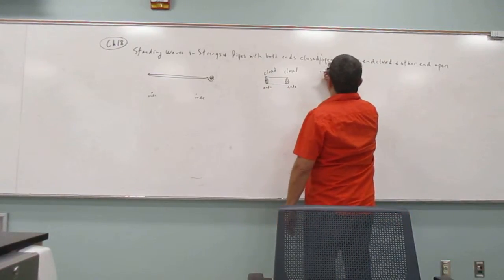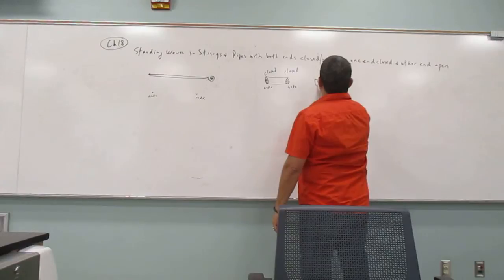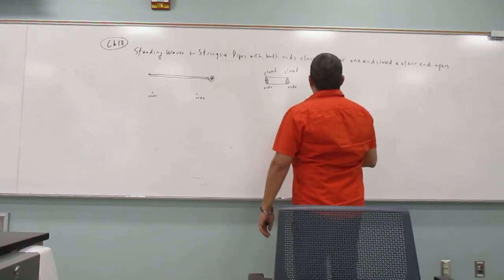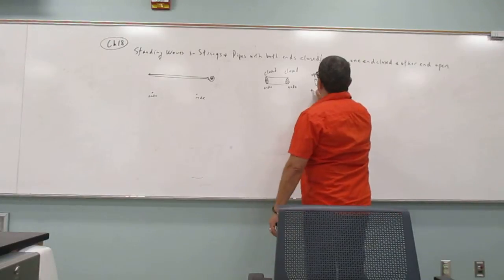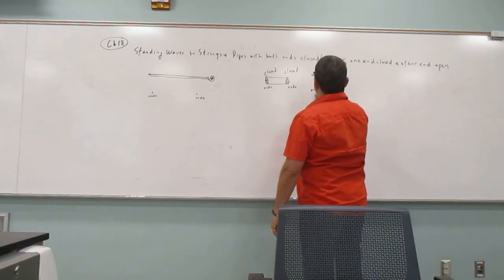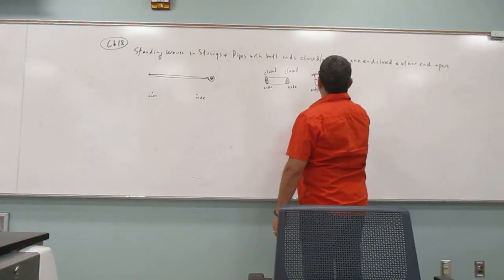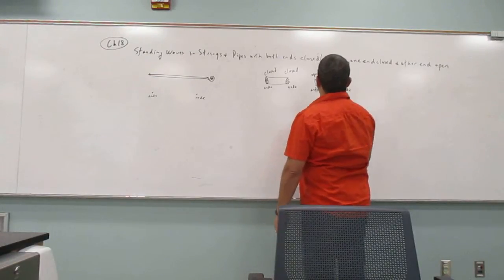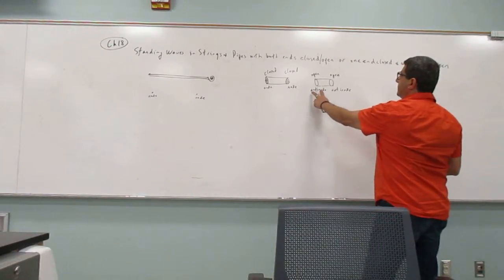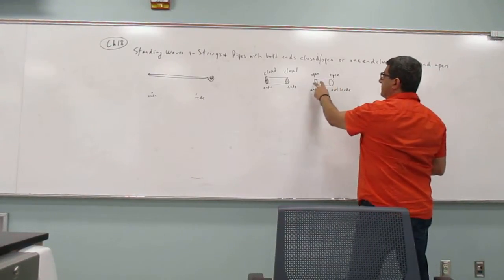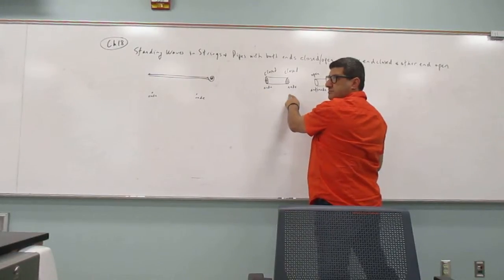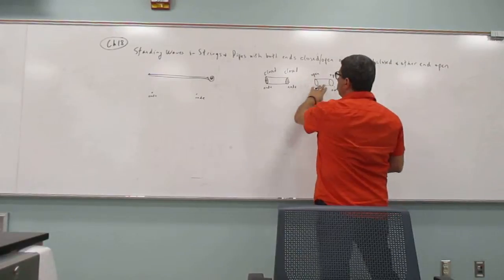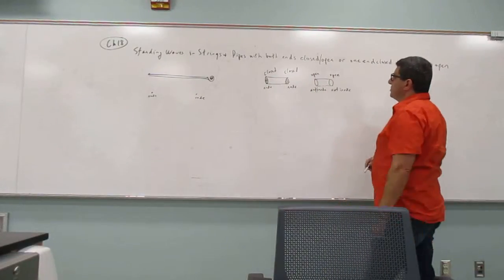Then you have open and open, which means this is antinode, antinode. But it ends up that it doesn't matter: as long as this is antinode, antinode, the physics of it is the same as being node and node. So they make the same fundamental frequencies and harmonics as these instruments make.